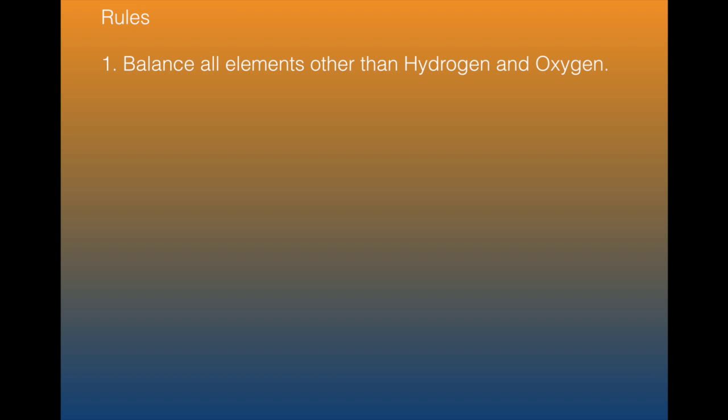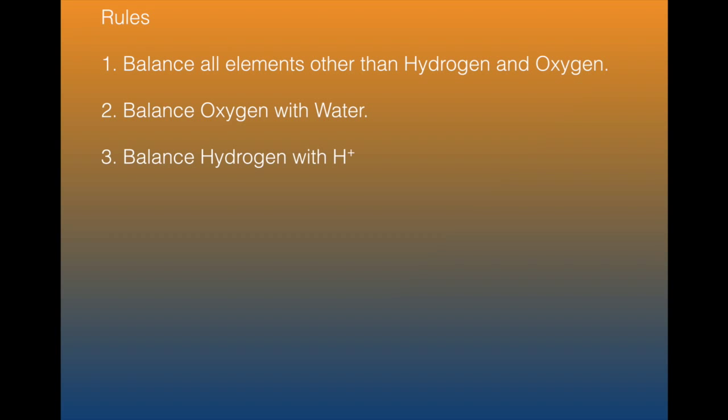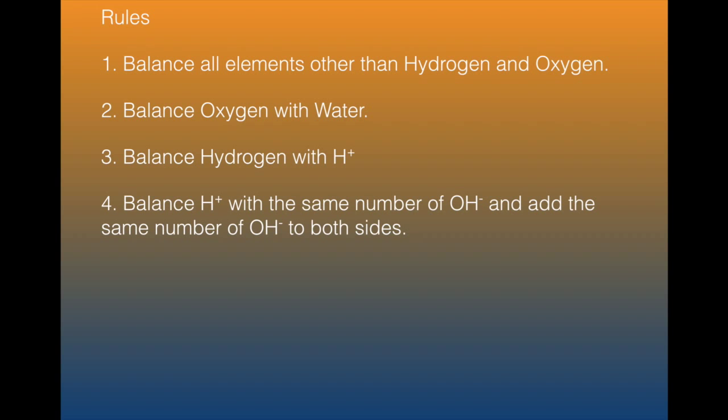Rules. 1. Balance all elements other than hydrogen and oxygen. 2. Balance oxygen with water. 3. Balance hydrogen with hydrogen ion. From 3 upwards is the same as when we're balancing with acid. But for 4, balance H plus with the same number of OH minus ions and add the same number of OH minus ions to both sides of the arrow.